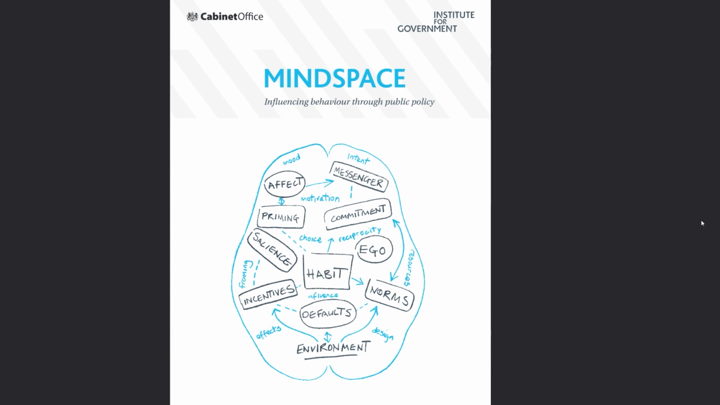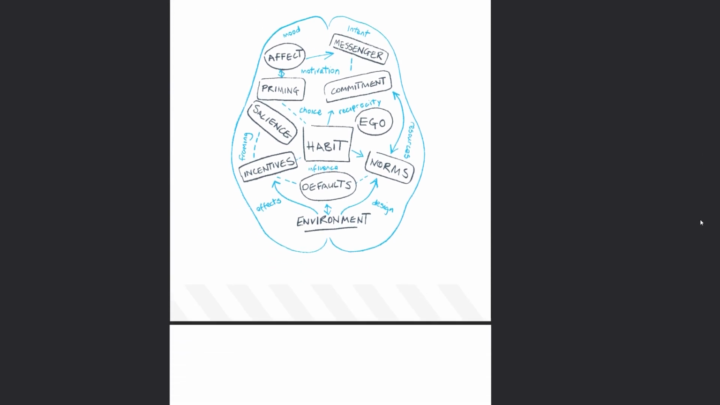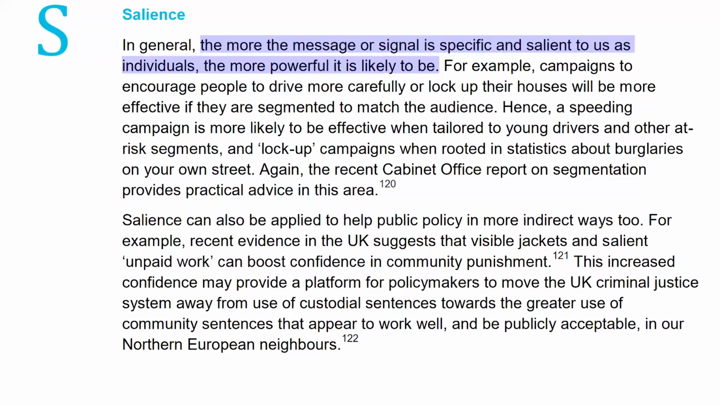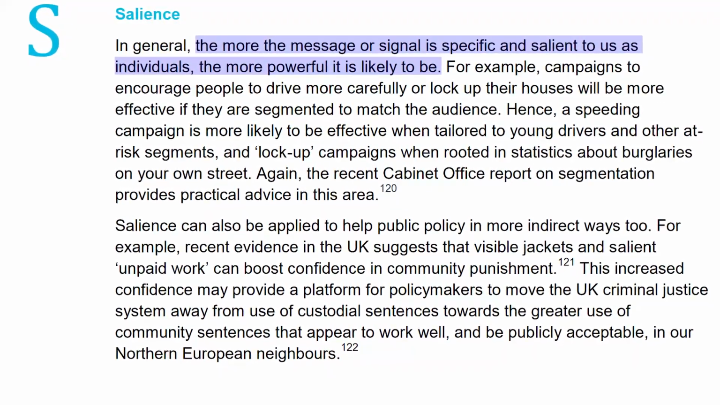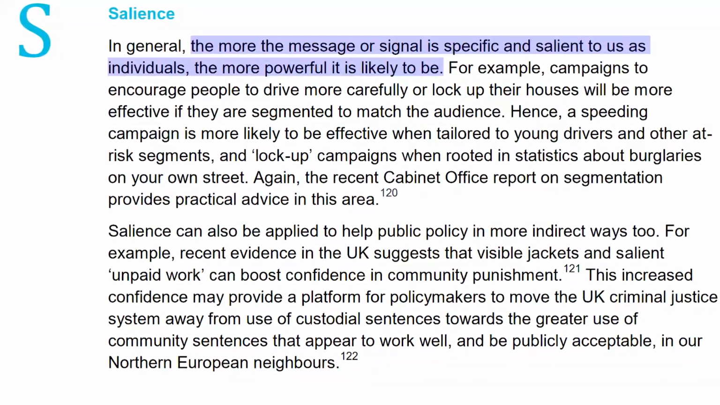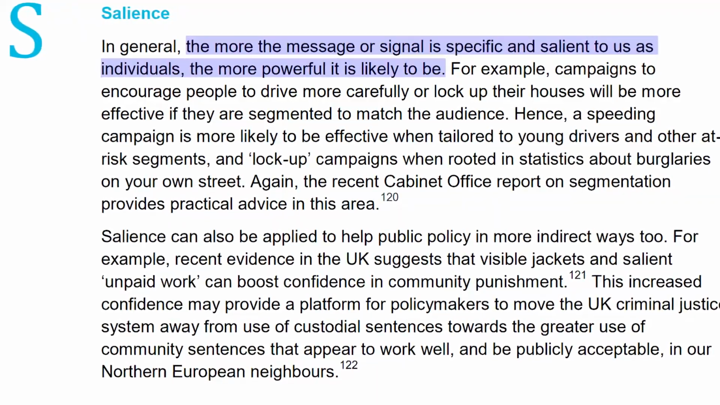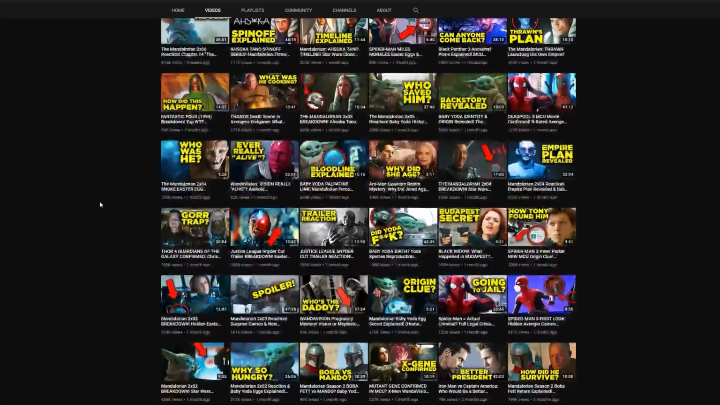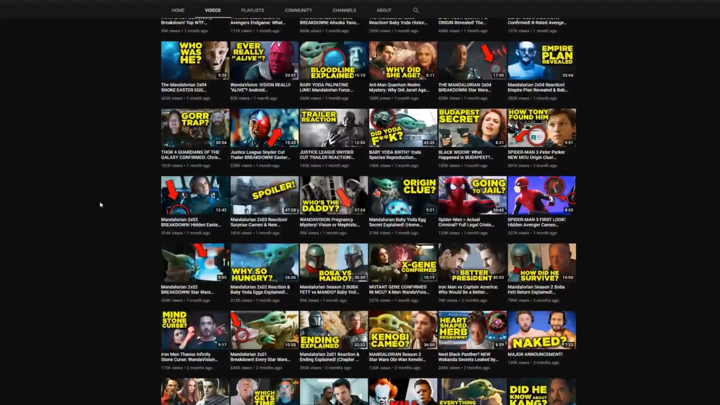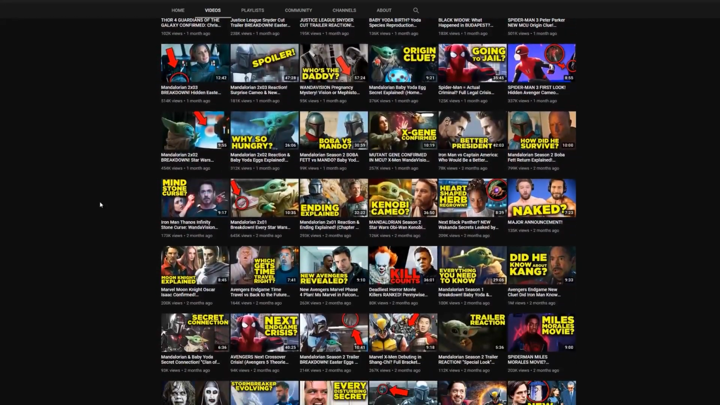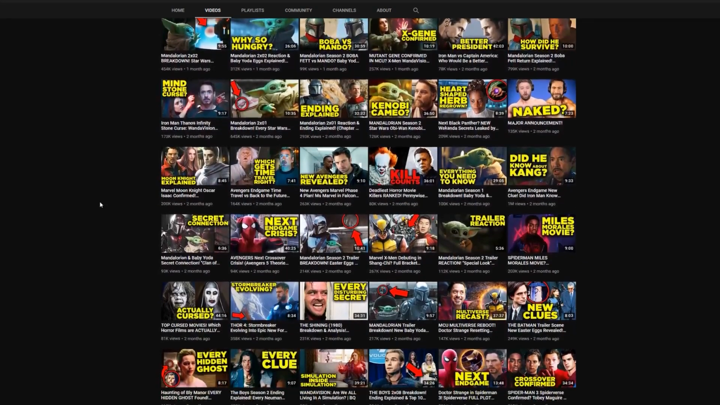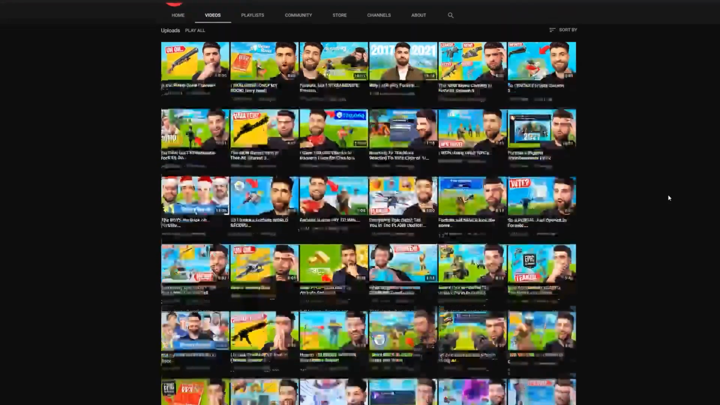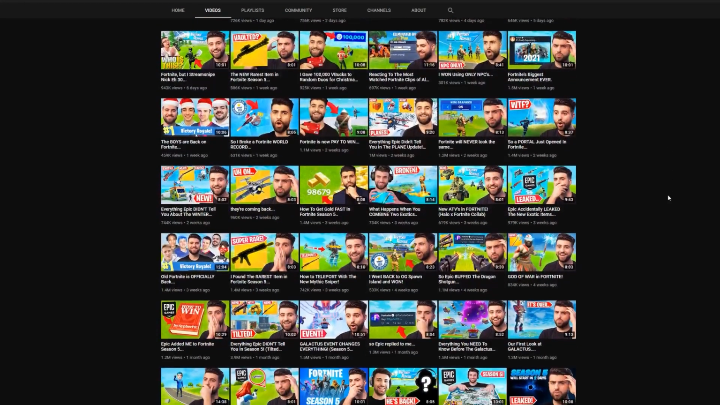In the famous behavioural economics framework that was sent to the British government, Paul Dolan and his co-authors wrote this about salience: "The more the message or signal is specific and salient to us as individuals, the more powerful it is likely to be." So by using red arrows and circles on the thumbnail, the YouTubers are signaling that there's something important in that area that people should pay attention to, and therefore people are more likely to click on their video.